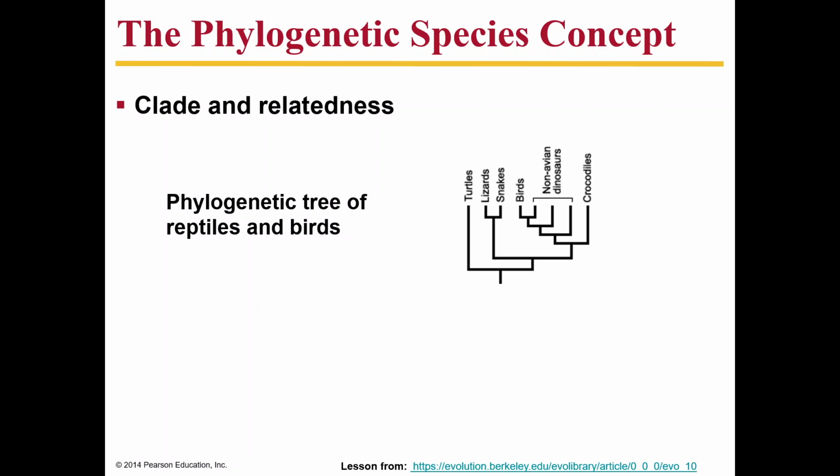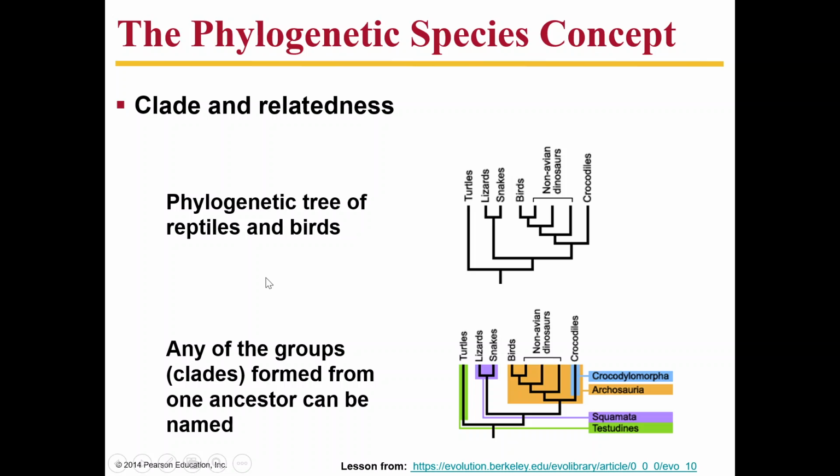But mostly that's because we're working on morphological traits. We say, well, birds have feathers, and these others don't. But it's a little bit more complex than that, because feathers are one morphological feature, and they're unique to birds. But at the same time, if we look at clades, birds are part of reptile clades. Any of the groups, the clades, can be formed from one ancestor that's named.